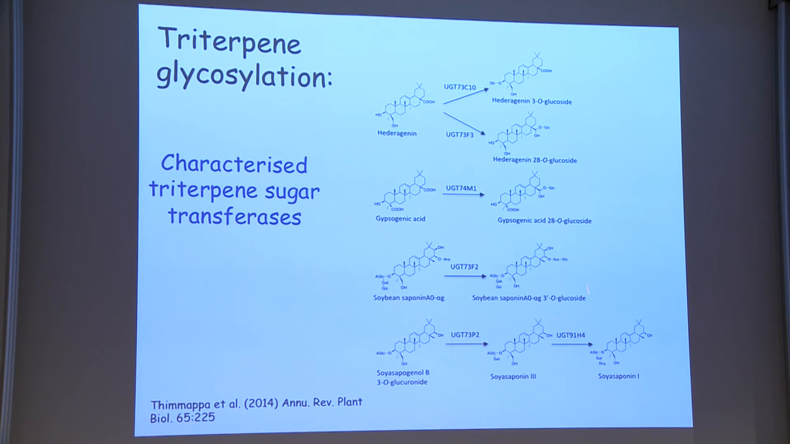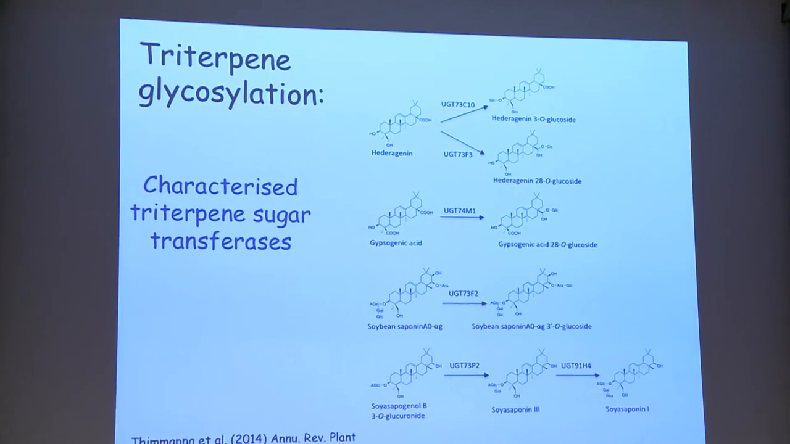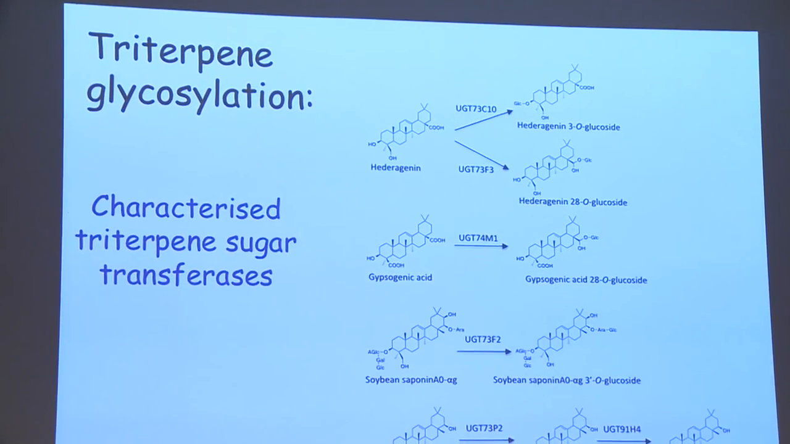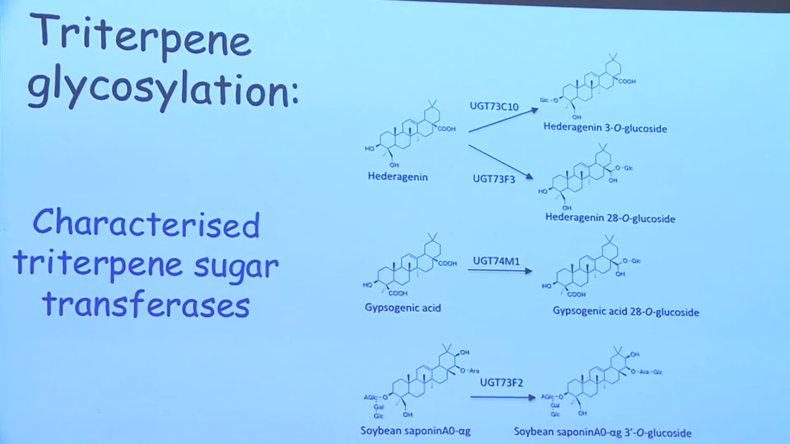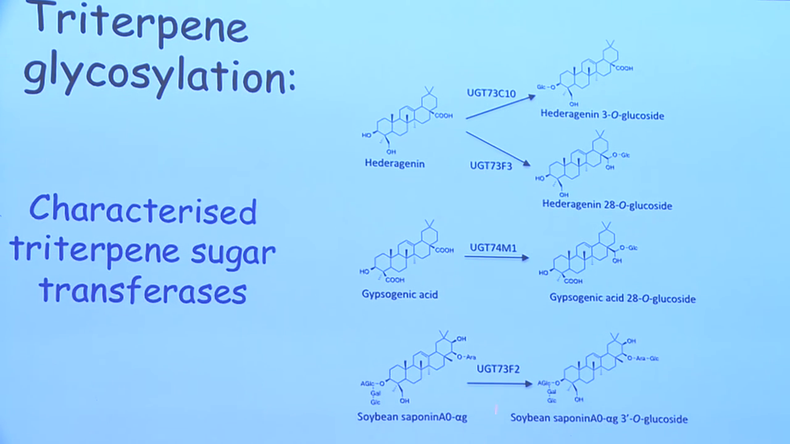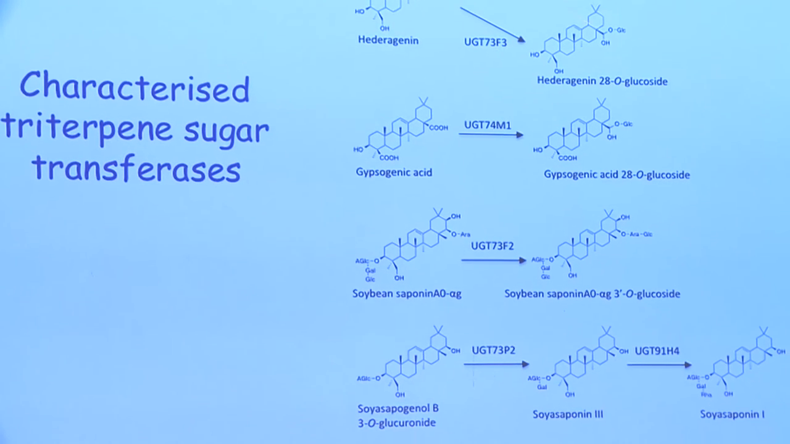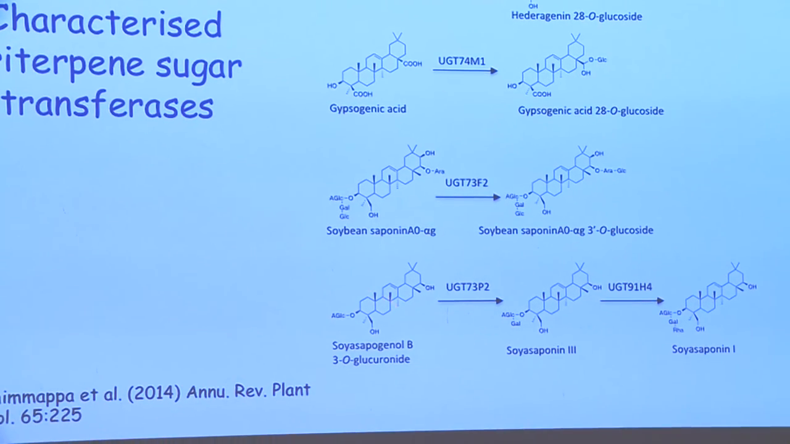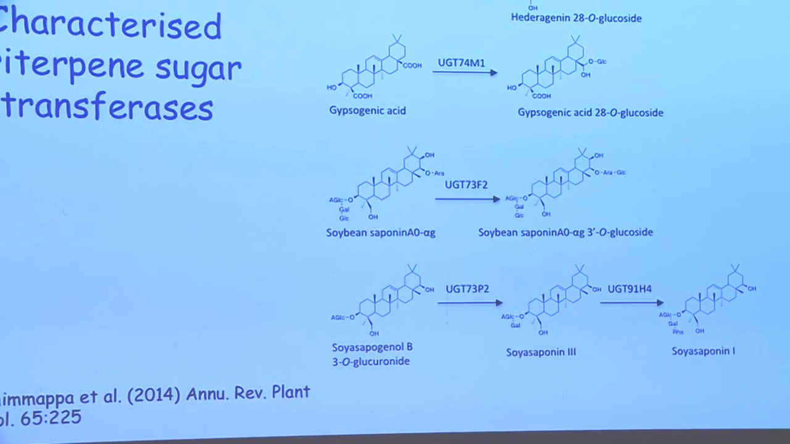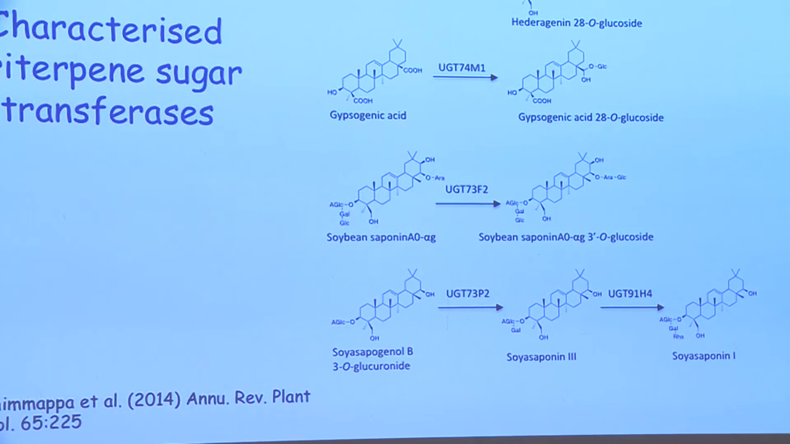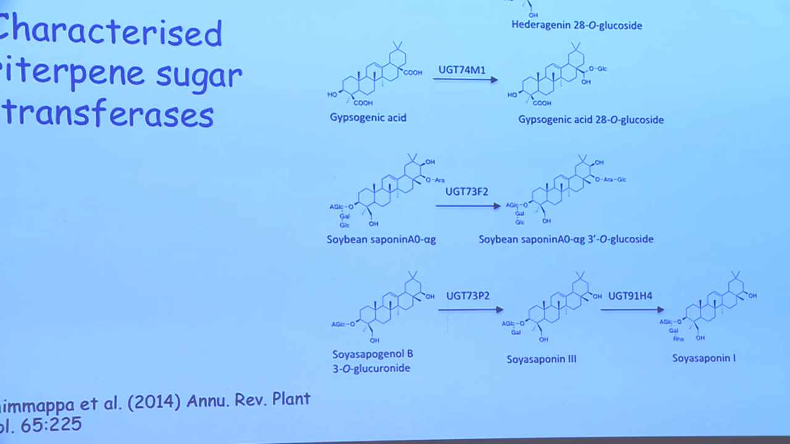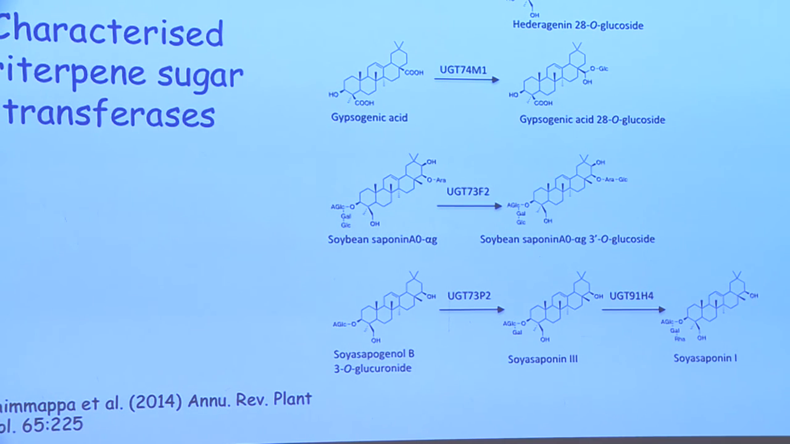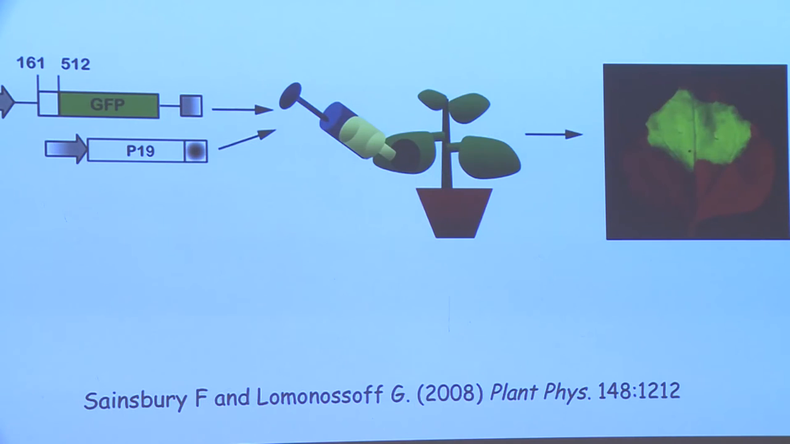And we're beginning now to learn also about the sugar transferases, because we've had to work our way through the cyclases and then the P450s to get to the next step, which is glycosylation. And there are now quite a few sugar transferases that put sugars onto various positions around the scaffold. And of course, glycosylation also changes the physical and the biochemical properties of these molecules quite markedly.